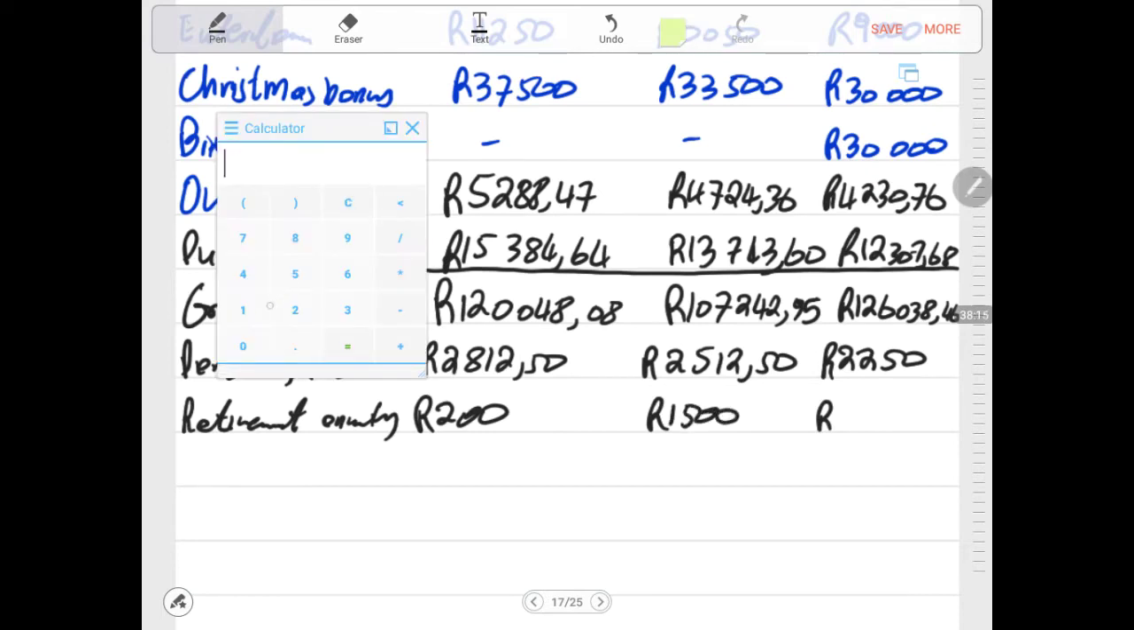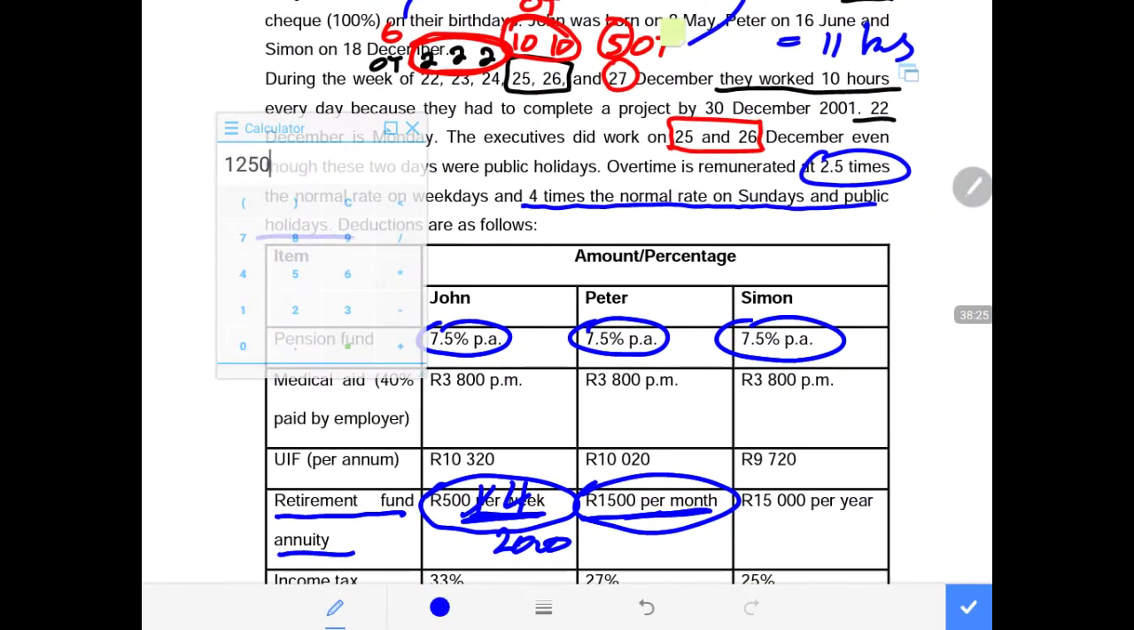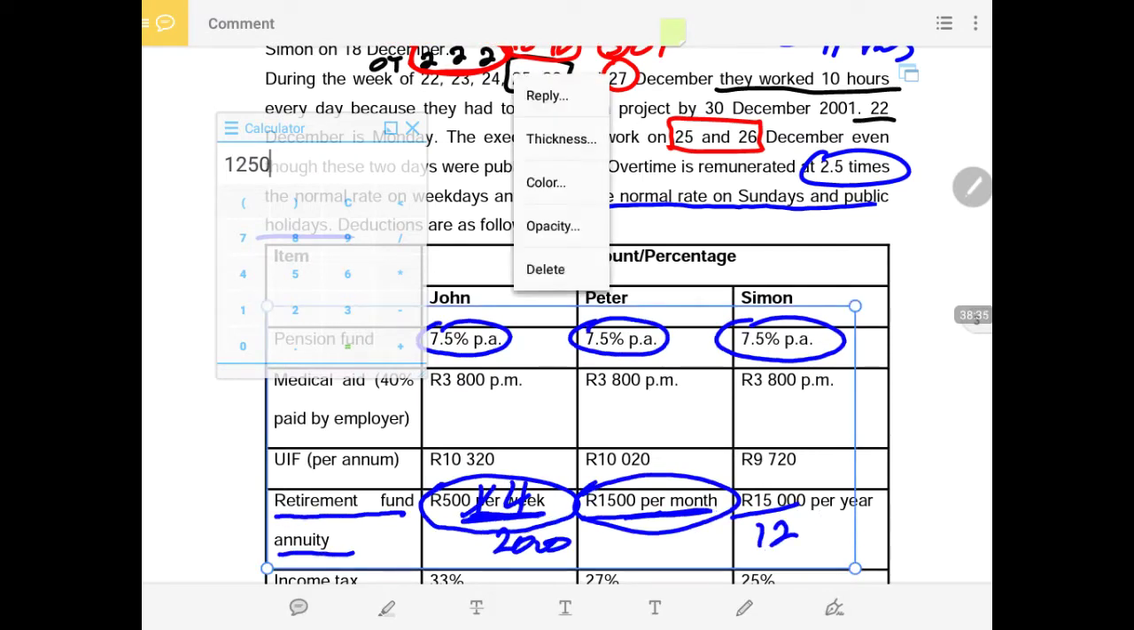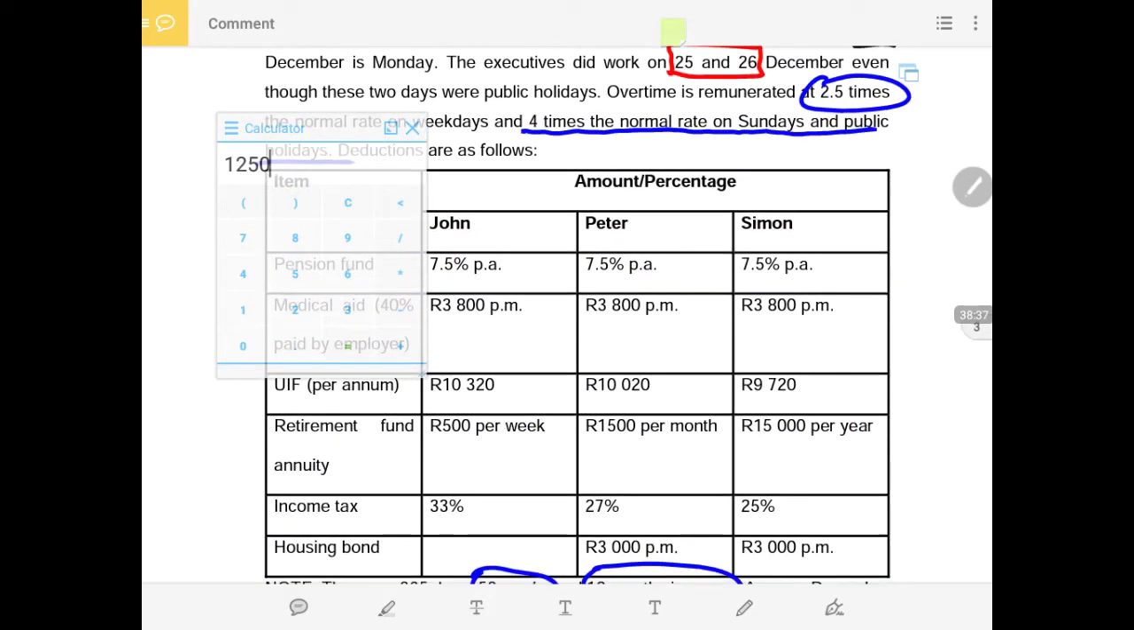The next employee, they said, is 15,000 per annum. We divide by 12 because we are looking for the retirement for a month. So now please be mindful of that. We divide here by 12. We don't divide by 52 and multiply by 4. We divide by 12 because we are looking for this expense for the month.